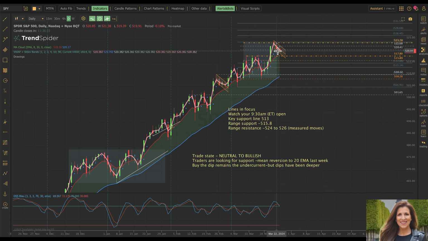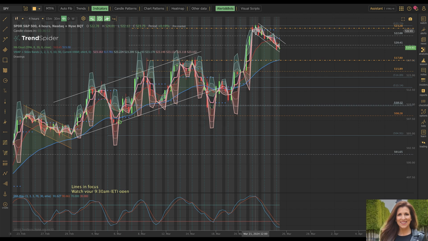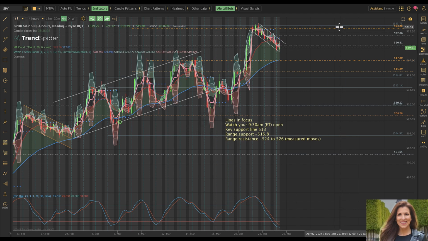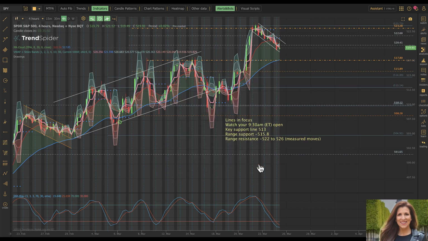Now, these guys are similar, but lower highs and lower lows. When we go to the volatility bands, we see the same thing. Downward slope, downward momentum. And again, your key lines in focus, upward measured moves all the way to 524. This morning's resistance, to me, feels like that 522 area. Okay? 522 and then 523 and some change.